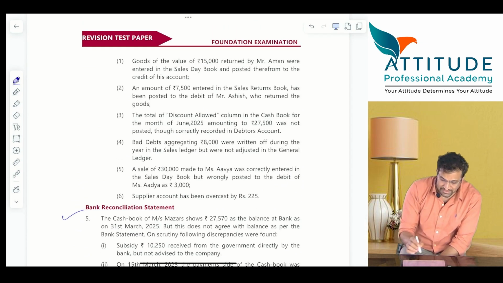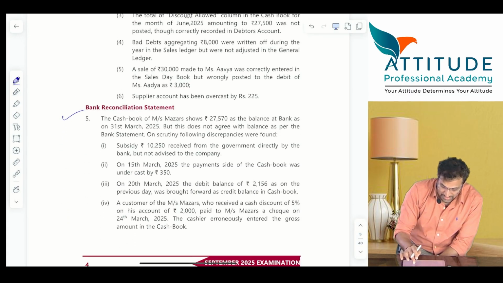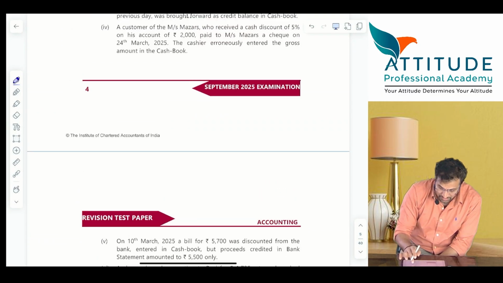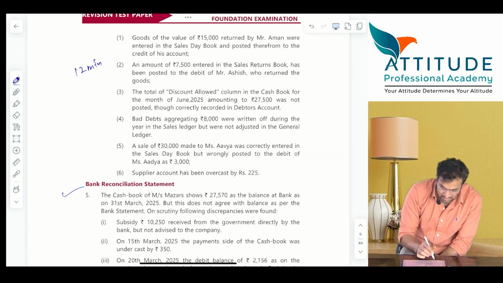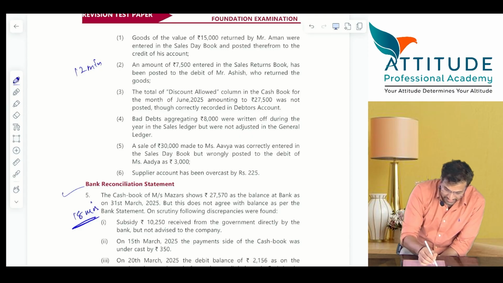1, 2, 3, 4, 5, 6. This is 6 marks. 9 minutes plus 3, 12 minutes. BRS. How many items are there? 8, 9 items. 10 marks, 15 plus 3, 18 minutes. So 18 minutes, 12 minutes, total 30 minutes.